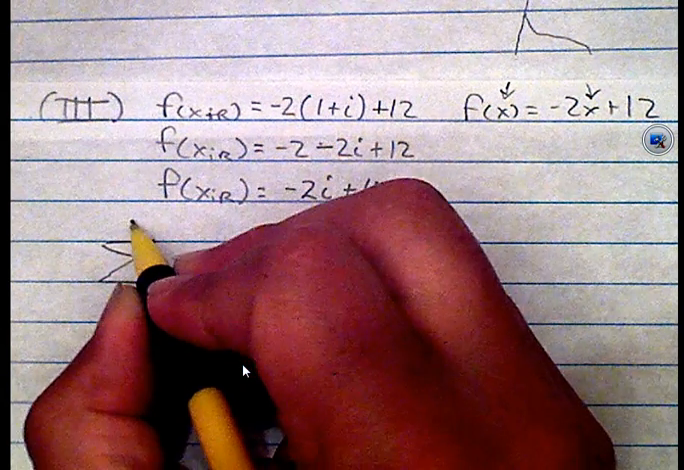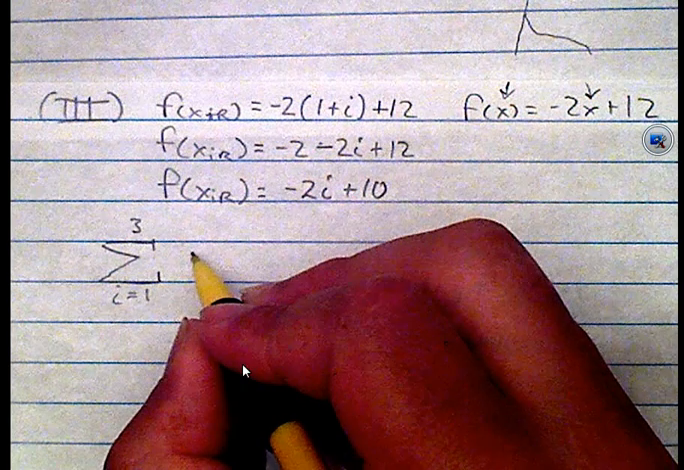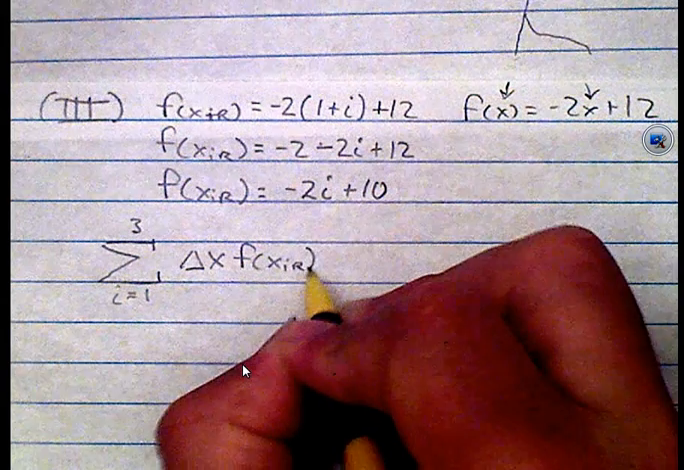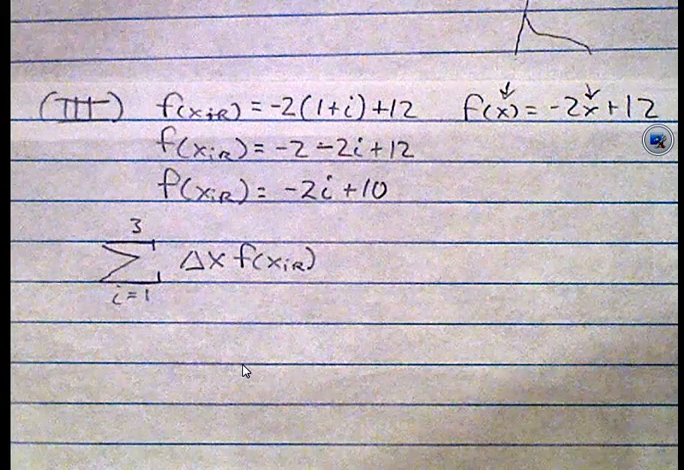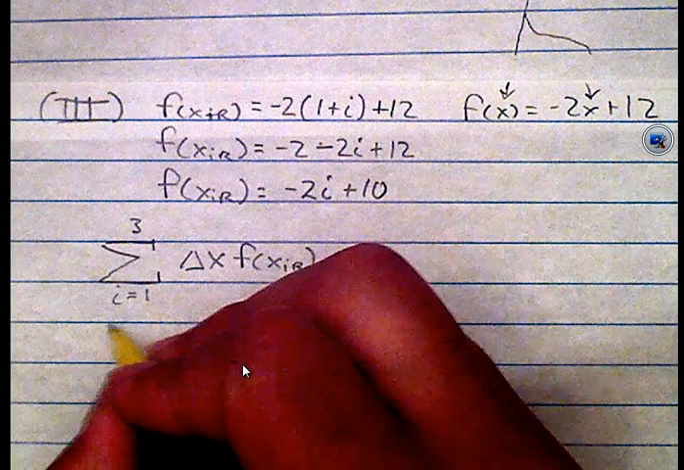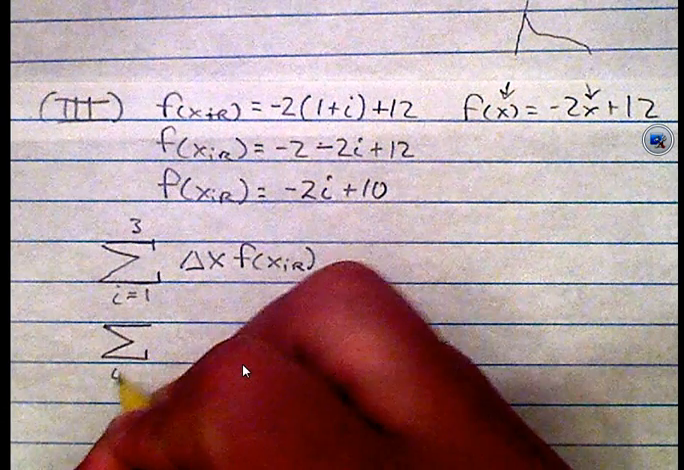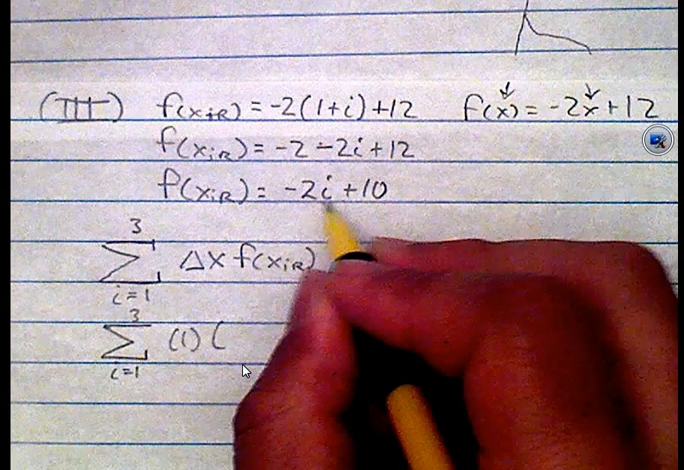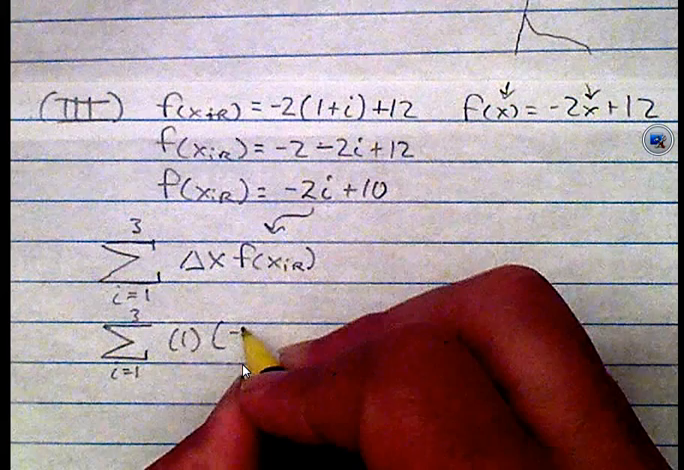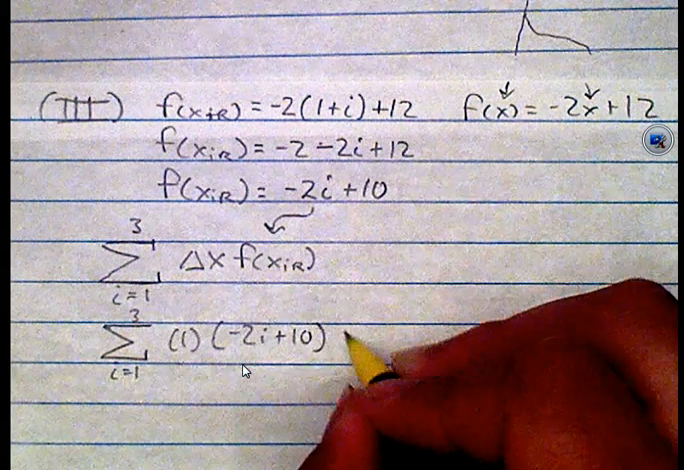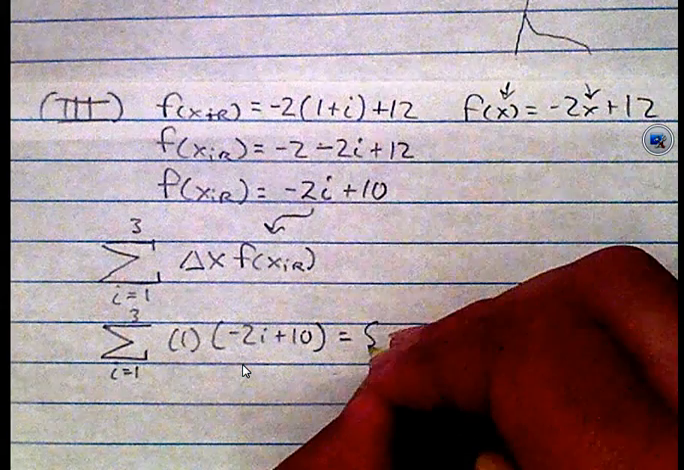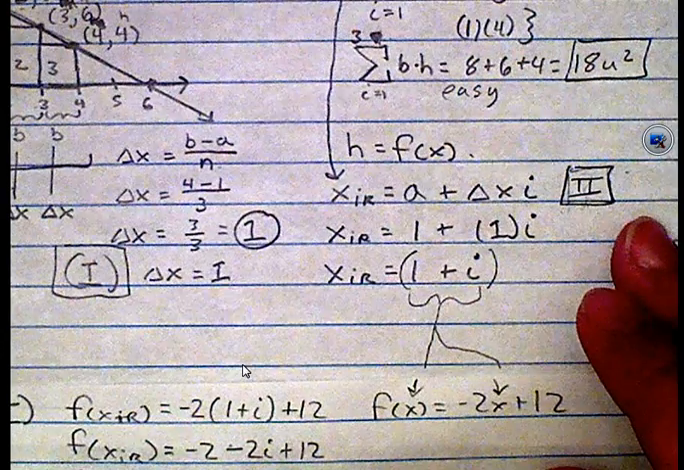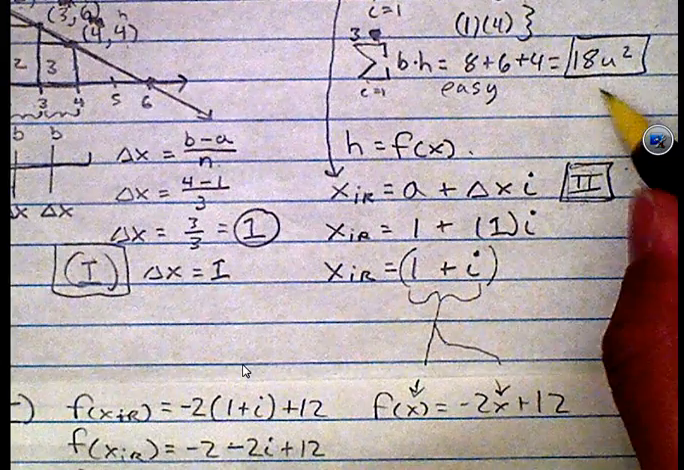We're adding up three things. Our base is delta x now. Our height is f of x of IR. Do we remember what delta x was? Oh yes, we should. Delta x was 1. F of x of IR was, oh, we already found it. So now we have the perfect formula, negative 2I plus 10. Let's see if it works. I hope it does. What was our answer before? Our answer was 18 units squared. Let's see if it matches.